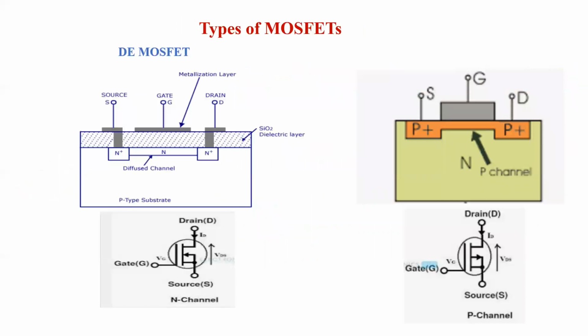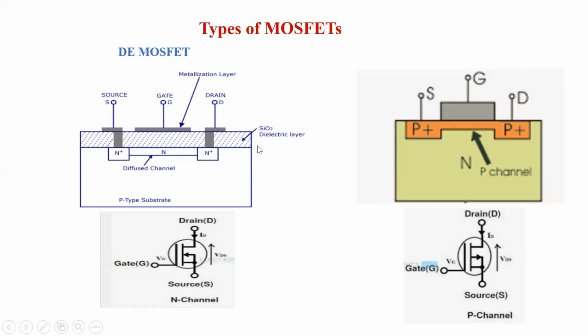Now, types of MOSFETs. We have two types of MOSFETs. One is the DE MOSFET, and these all belong to the DE MOSFET. Here we can see the P-type substrate. Basically it is an N-channel MOSFET. For the DE MOSFET, a physical channel is present, and these two N regions are highly doped. On the P-type substrate, we have source, drain, and gate. The gate and substrate are separated by insulation, that is, a silicon dioxide dielectric layer in between.